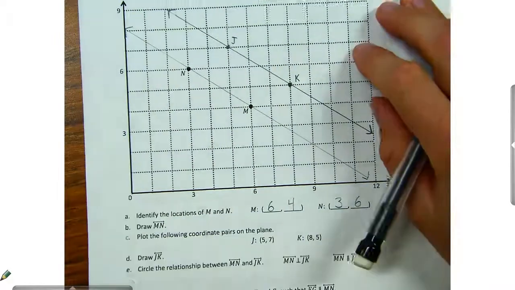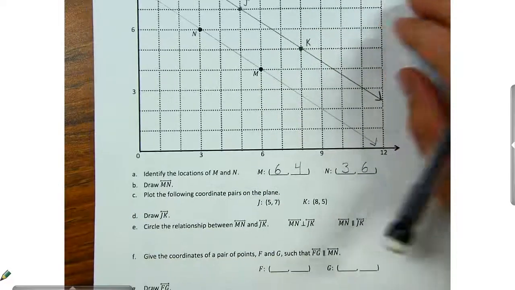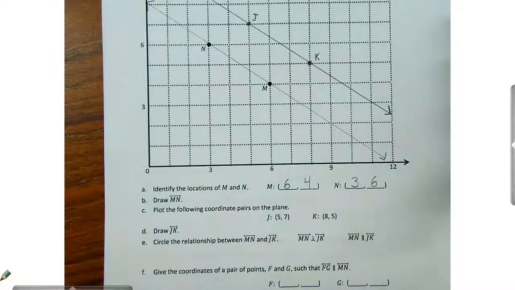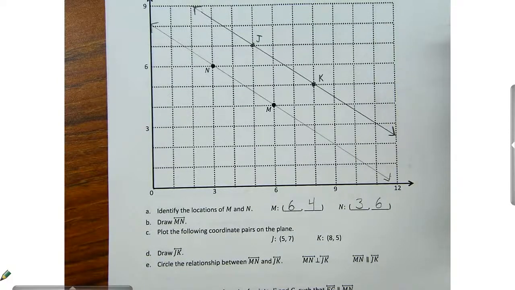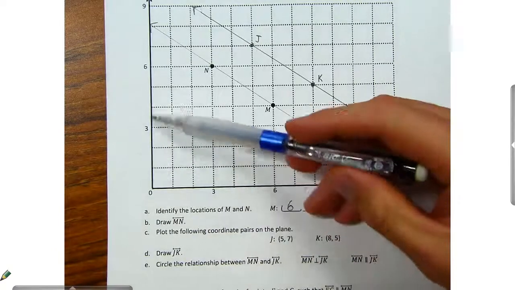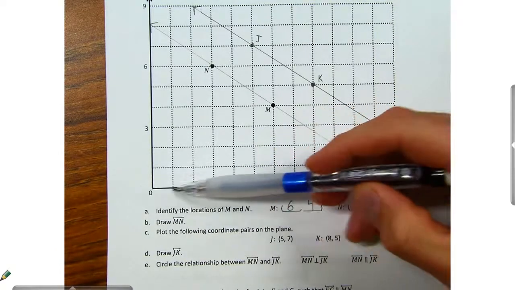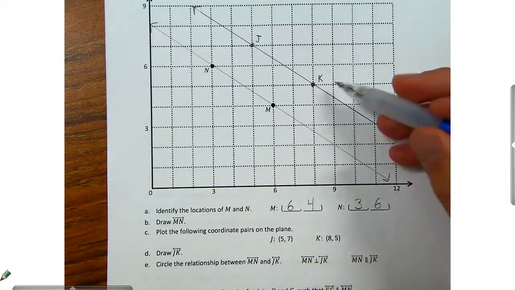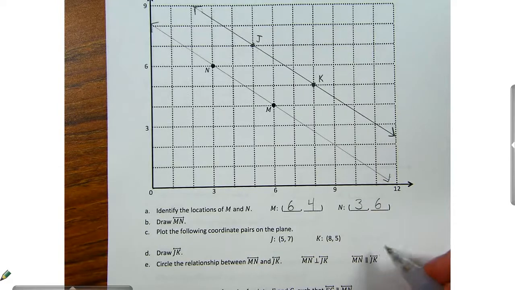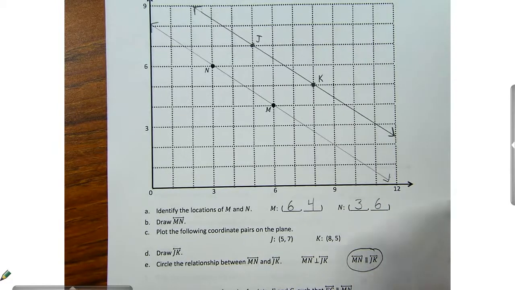So I have a letter E. It says to circle the relationship between MN and JK. Are those two lines perpendicular or are they parallel? Well, perpendicular is kind of like this X and Y axis here where it forms a right angle. So it's not perpendicular. It is going to be parallel. These lines will never cross as far as they go in either direction, and they are an equal distance apart the entire way. That's how we know that they're parallel.